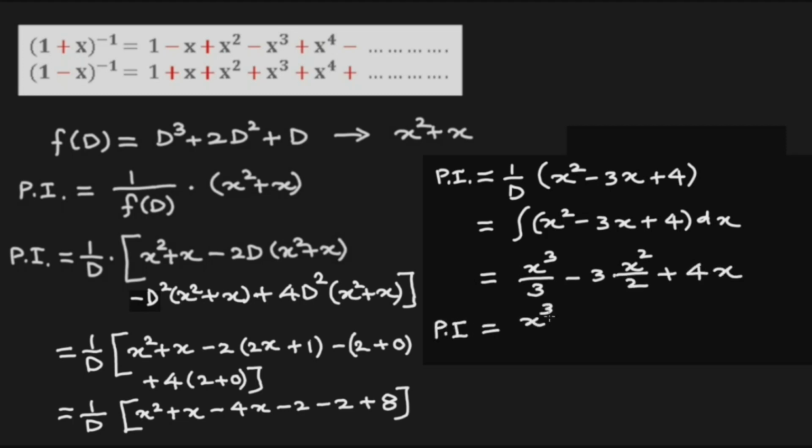Further, the particular integral will be 1/D into x² − 3x + 4. Now 1/D operating on x² − 3x + 4 is the integral of (x² − 3x + 4) dx, which is x³/3 − 3x²/2 + 4x. So the particular integral will be x³/3 − (3/2)x² + 4x.